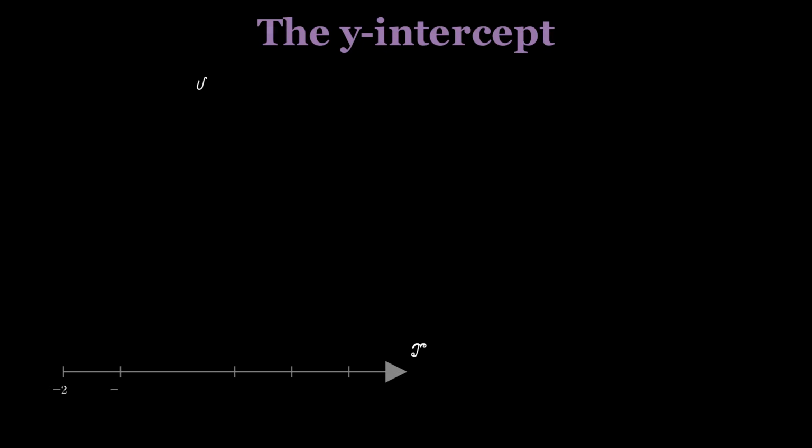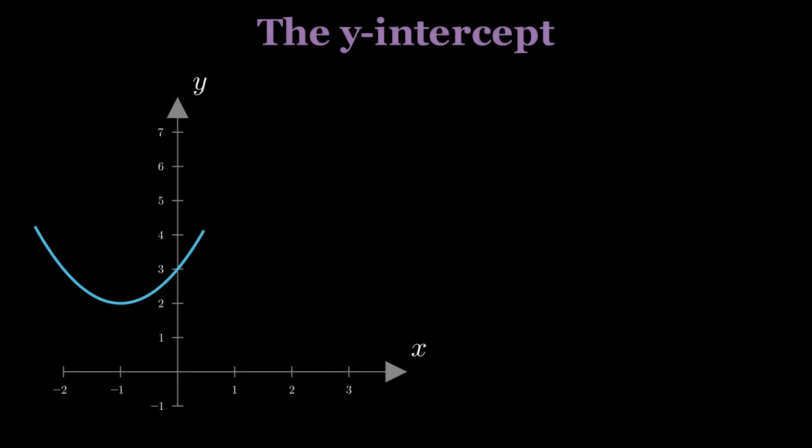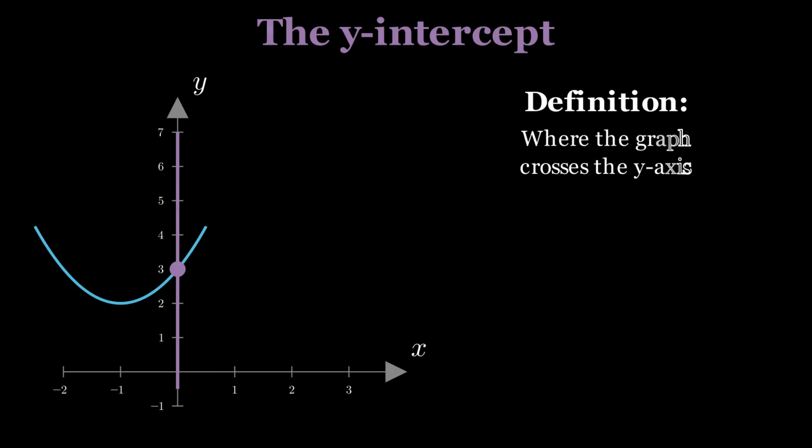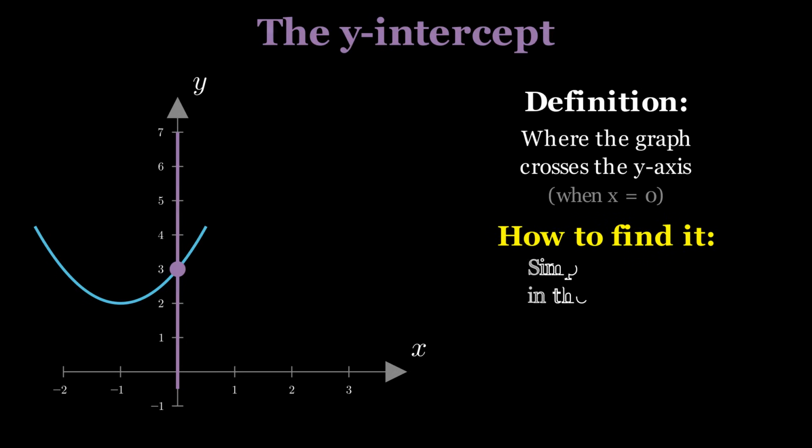The y-intercept is where the graph crosses the y-axis. Notice it happens when x equals 0. Finding it is super simple. Just set x to 0 in your equation.